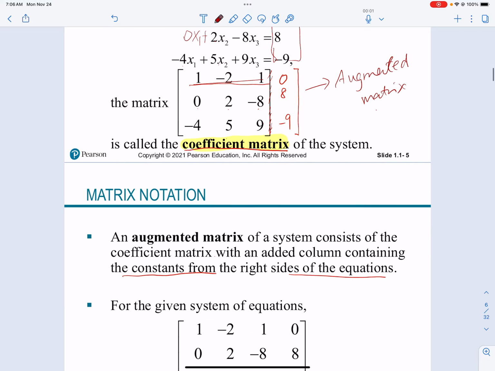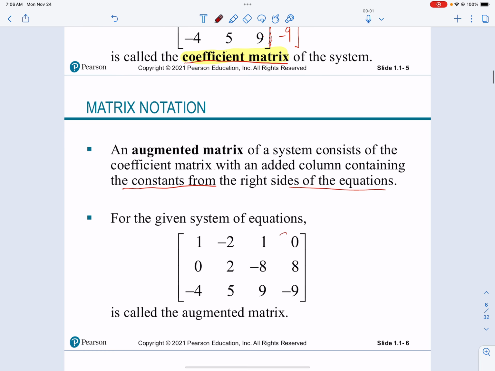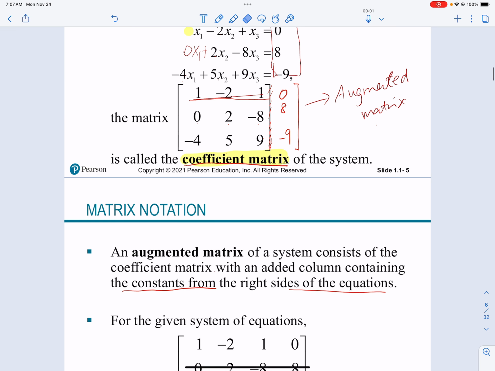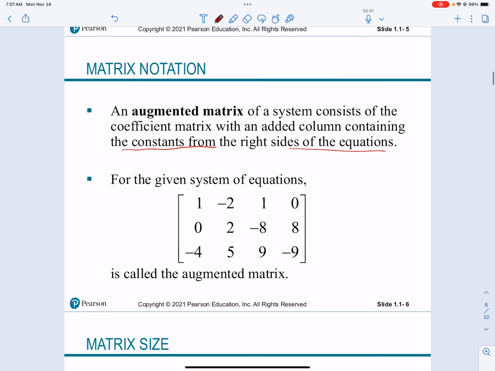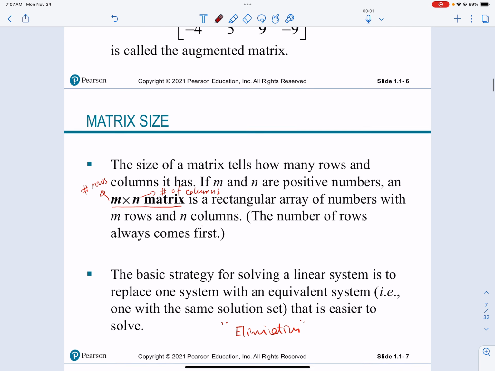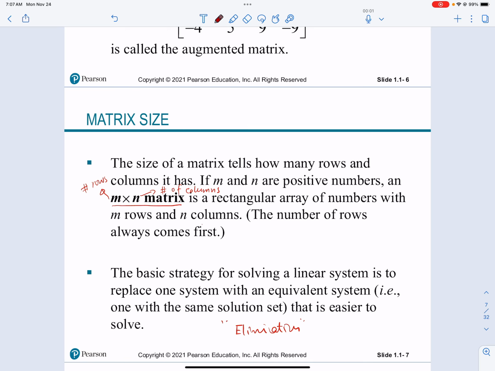Augmented matrix. Augmented matrix means you add the extra column here. You guys with me? So I just put these two definitions in one, so you know the difference. The coefficient matrix is only the coefficients, and if we include the constants on the right side, it's called an augmented matrix. And for the size of a matrix, we always use the number of rows and columns to define the size.